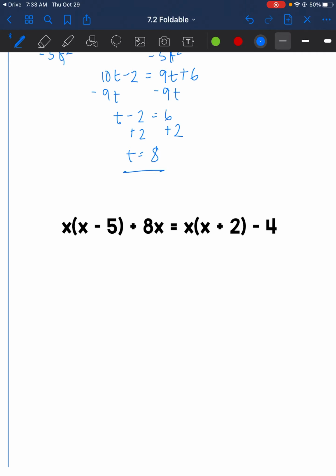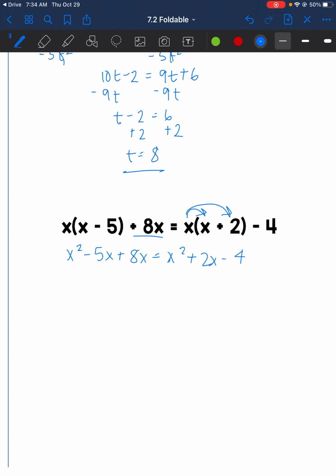All right, so here we have this multiplication here, a multiplication here, an addition, and the subtraction here. So since we're just subtracting a constant number, we don't need to put parentheses anywhere. So we'll just do the distributions first and then combine all of our terms. So x times x would be x squared minus 5x. Then we're adding this 8x over here. That is equal to distributing this x among this binomial. We have x squared plus 2x minus 4.